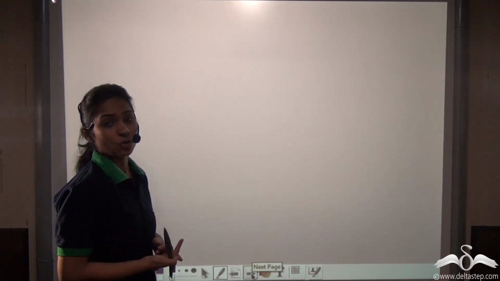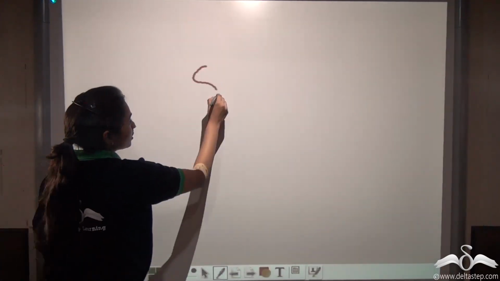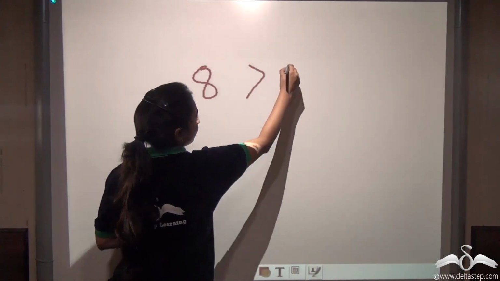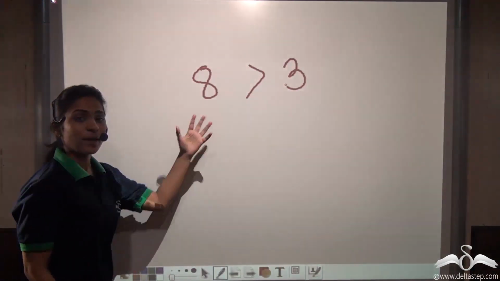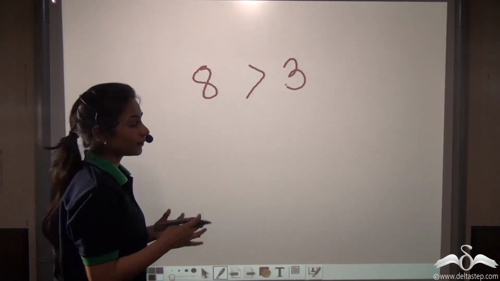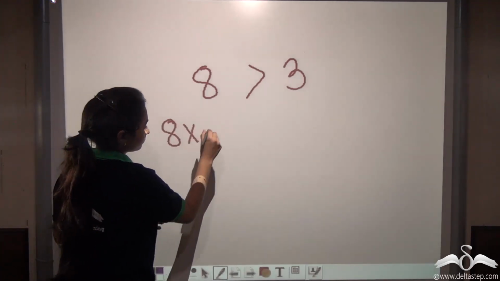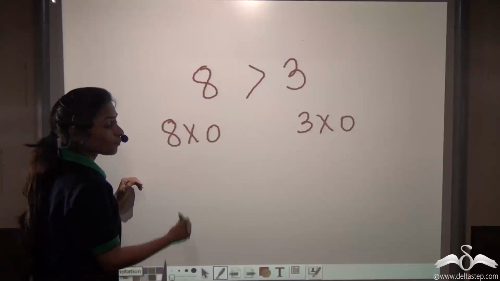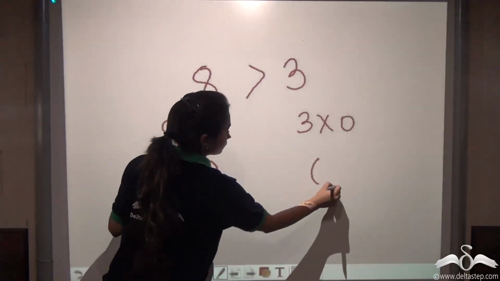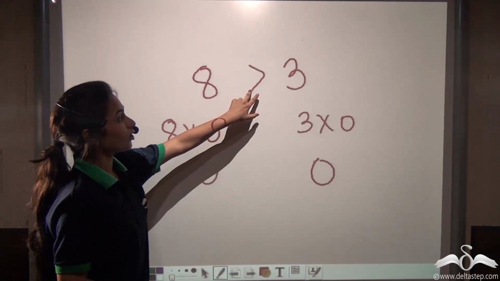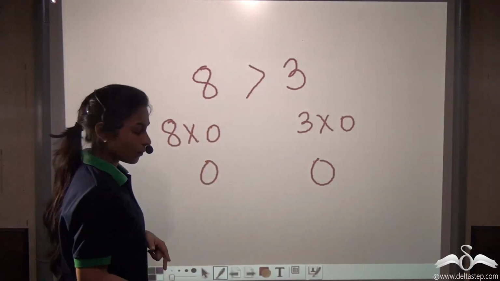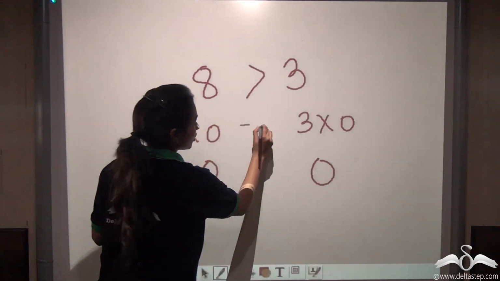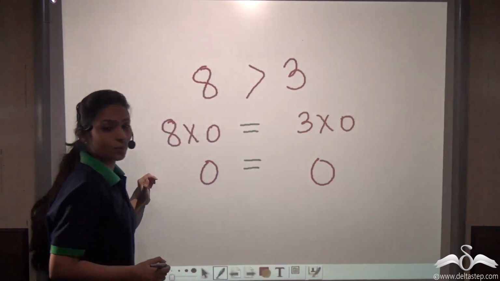Well, what about 0? If we have an inequation, say 8 is greater than 3, multiply both sides with 0. What do you get? Both of them will give you 0. So what happens? Does the sign of inequation remain? Well, no. It changes into an equation.